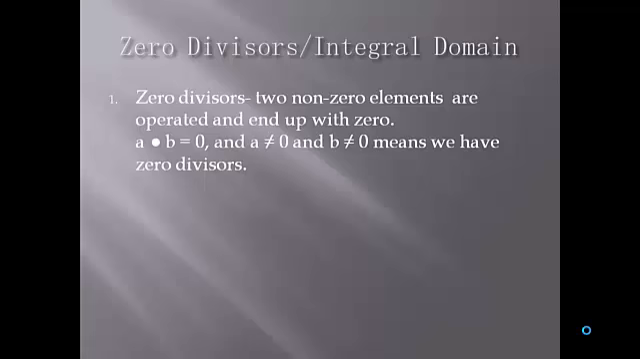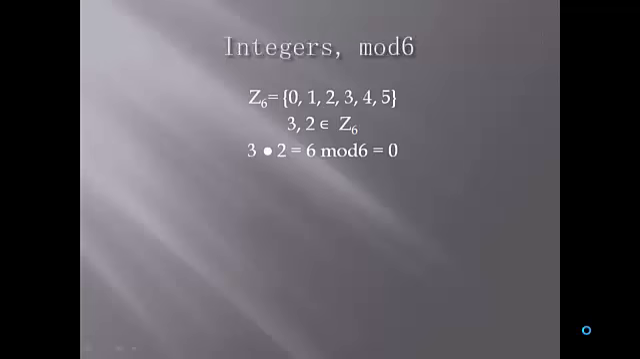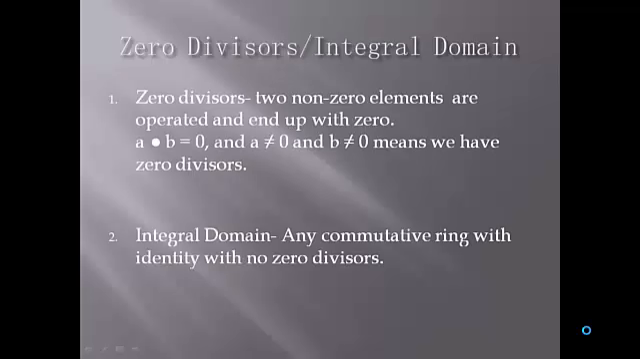You've actually already seen an example of when this happens in the integers mod 6. I picked one such example, our good old 3 again. 3 operated with 2 equals 6, and 6 mod 6 is of course going to be 0. So that's one example of where you might have zero divisors. An integral domain is any commutative ring with identity that has no zero divisors. So we're just talking about fields. Let's relate this back to fields.